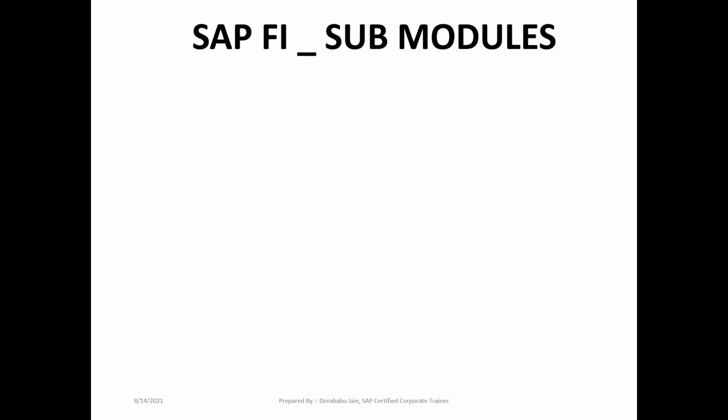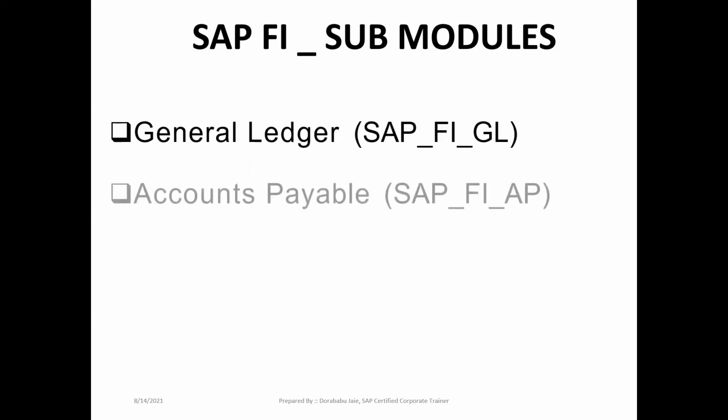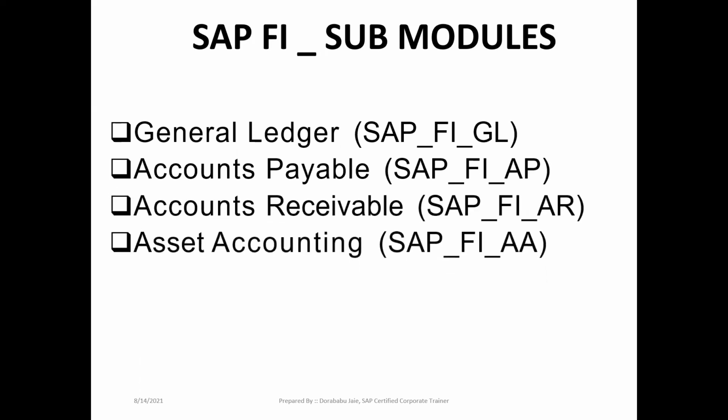SAP FI sub modules మనకు తెలిసి ఉంటేనే మనకి రిపోర్టింగ్ పార్ట్ అనేది క్లియర్గా వస్తుంది, లేకపోతే రాదు. Let us see the continuation. In SAP FI sub modules, in total we have 4 different sub modules. Let us see one by one. First is general ledgers, second is accounts payables, third is accounts receivables, fourth is asset accounting. On these 4 areas we need to concentrate, then only we will get SAP FI reports.